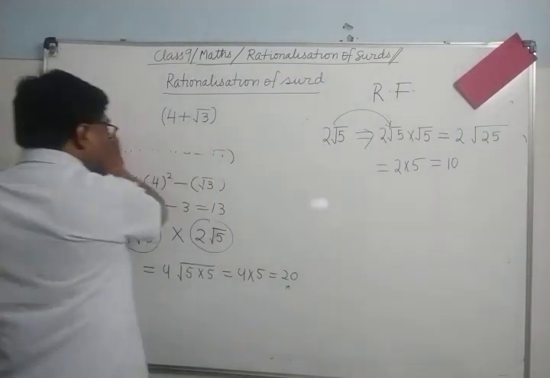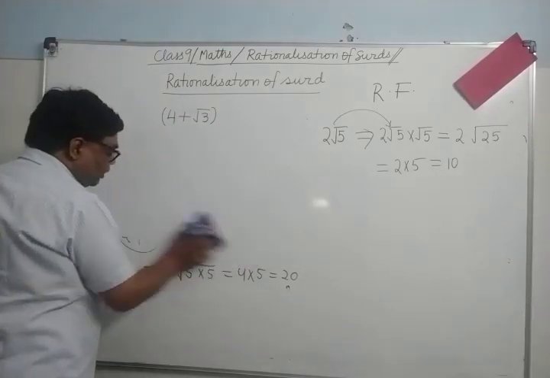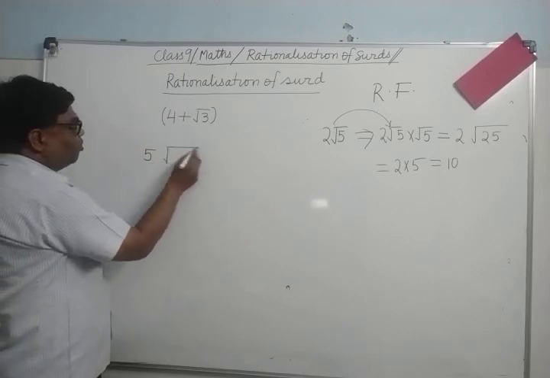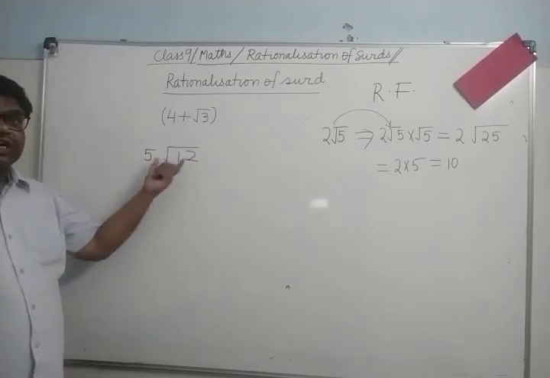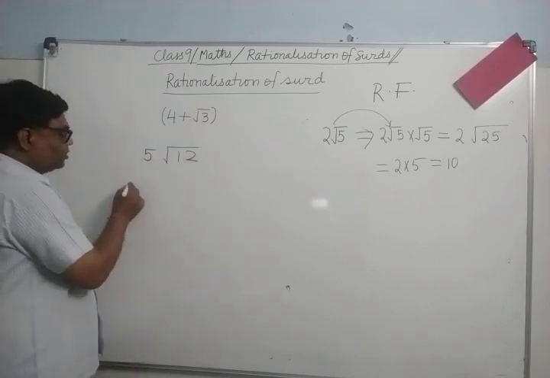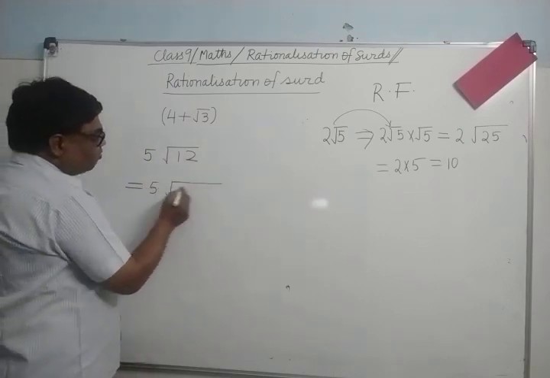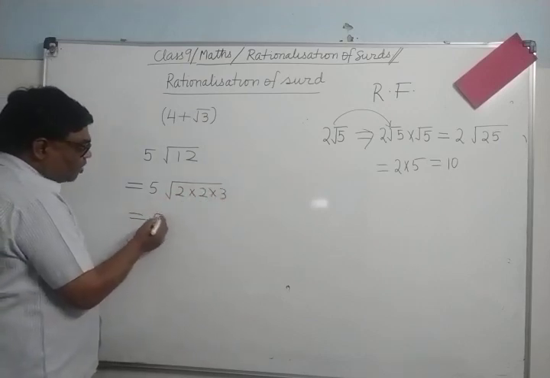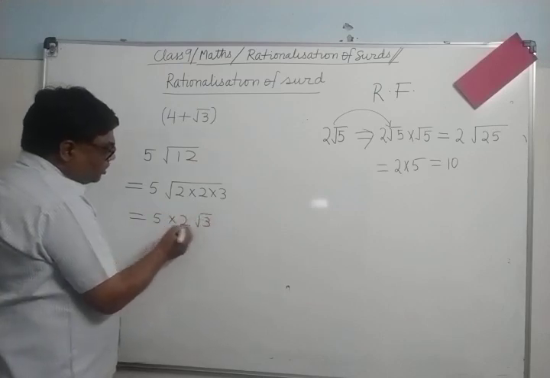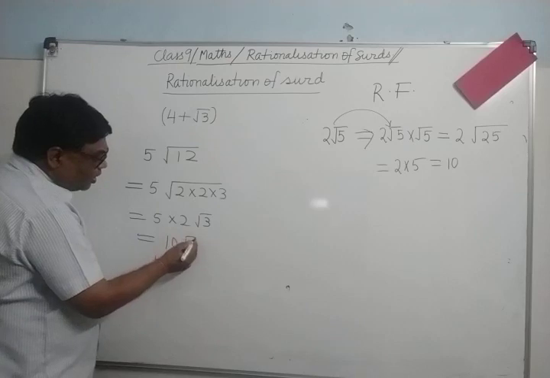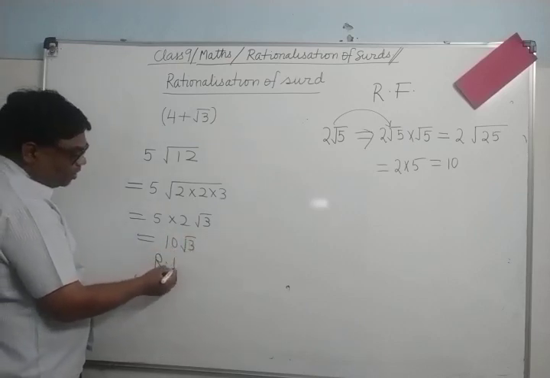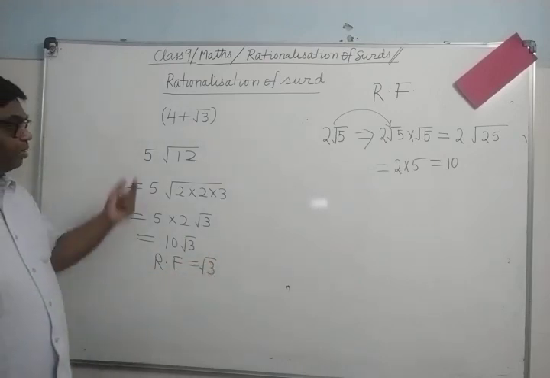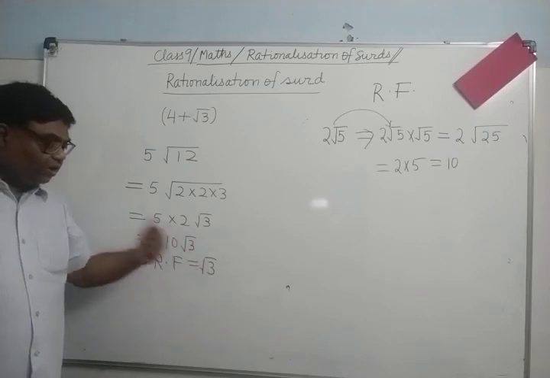For example, there is one more. You find out the RF of 5 root 12. So its RF is not root 12. First you simplify this. When you simplify 12, 2 into 2 is 4, into 3, so a pair has formed: 5 into 2 root 3, that is 10 root 3. So what will be the RF? Here RF will be simply root 3. It will not be root 12, it will not be 5 root 12. It will be only root 3.